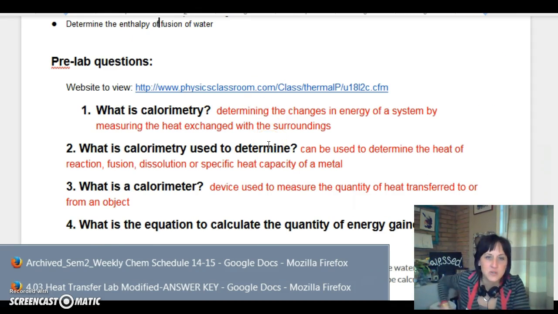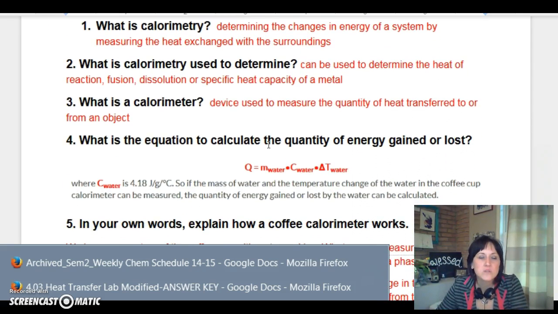So what is calorimetry? We talked about it, right? It's that change in energy of the system, that heat exchange. So what do we use calorimetry to do, right? To determine the heat exchange, the heat of fusion, that kind of thing. You can use it to figure out the specific heat also.